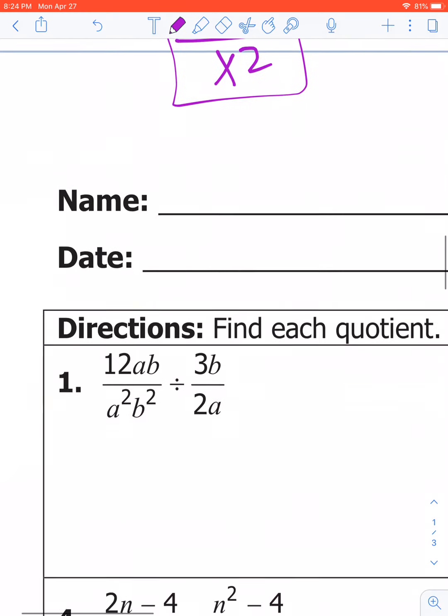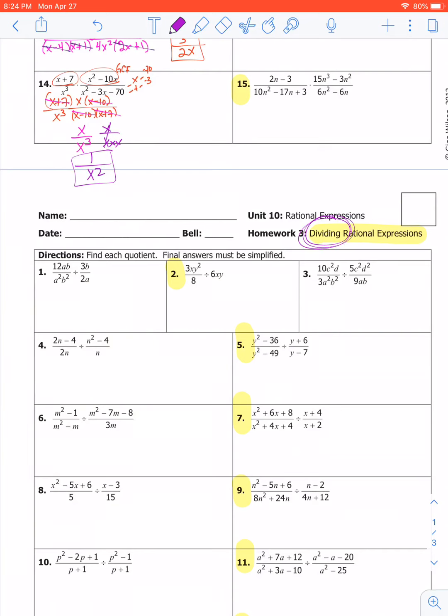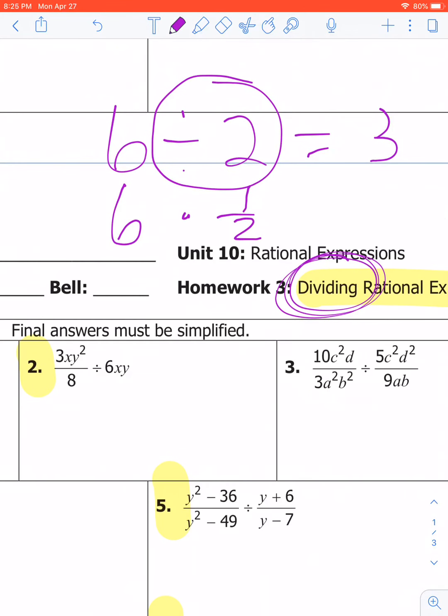So now let's switch gears. Now we're going to switch gears to dividing. And here's the big idea. If I ask you to do 6 divided by 2, you know that that's 3. But remember that dividing by a number is the same as multiplying by a reciprocal. So if I change 6 divided by 2 into 6 times 1/2, that gives me 6 over 2, which is also 3. Dividing is the same as multiplying by a reciprocal.